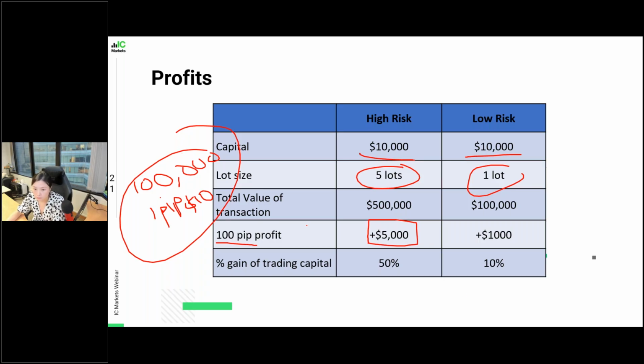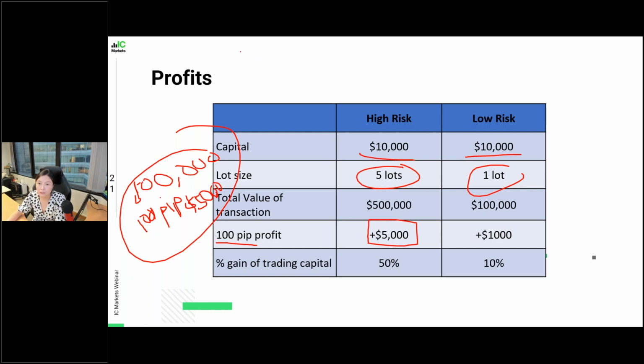So if I'm having 5 lots, means 500,000, means $50 per pip. And then if I have made 100 pips, it means times 100 more.